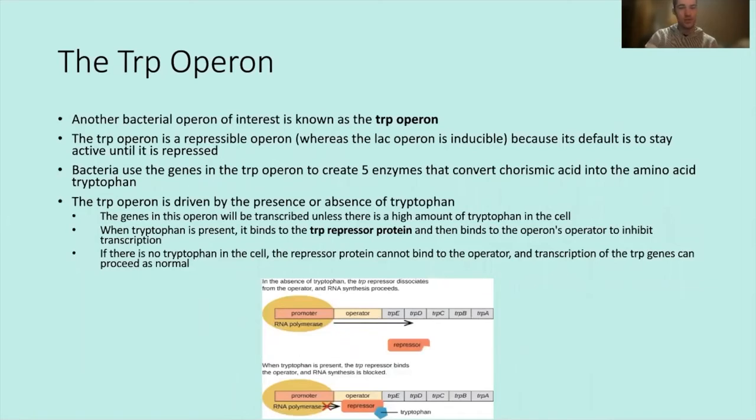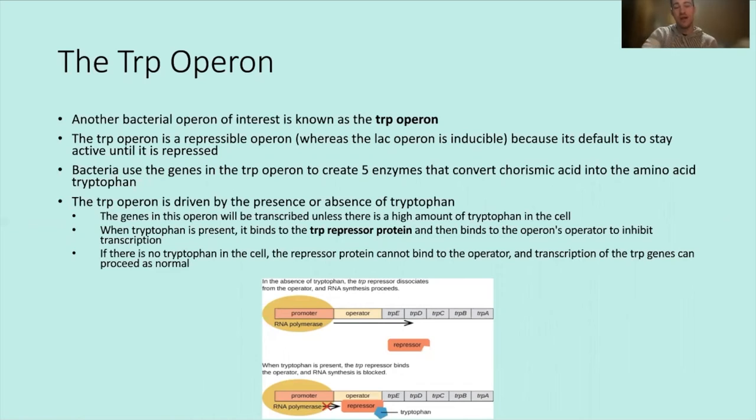So the Trp operon is a lot simpler than the Lac operon. And the Lac operon is usually one that we see more often, but definitely you should understand the Trp operon as well. This is pretty much just like a basic feedback mechanism. With the Lac operon, we were talking about glucose levels and lactose levels, but this is pretty much just dependent on the concentration of one specific substance, and in this case, it's tryptophan.